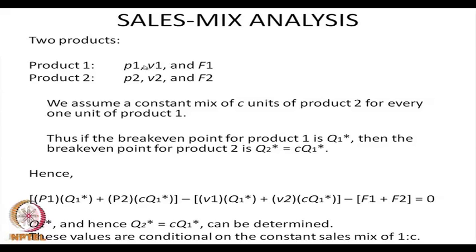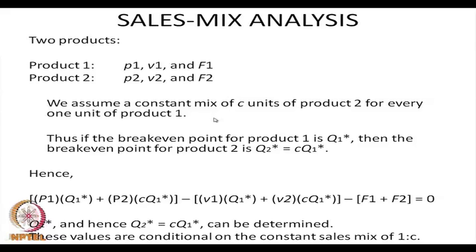Suppose that instead of 10, the firm produces 20 items of product 1, then it will produce 20 multiplied by 5, 100 items of product 2. So, like this there is a constant ratio between the number of items produced for product 1 and that produced for product 2. With this assumption, we can now use our earlier analysis.